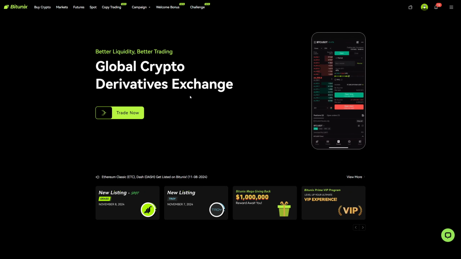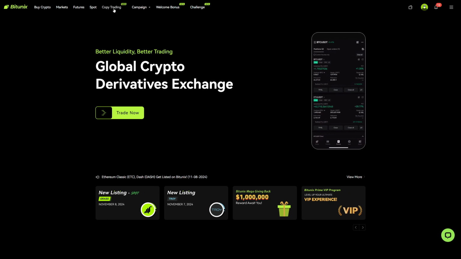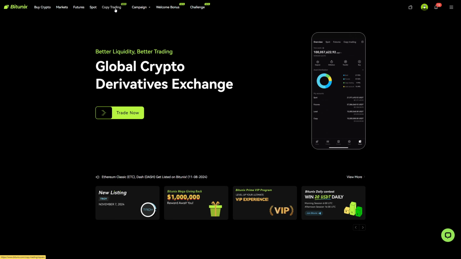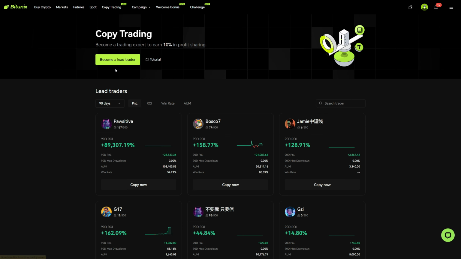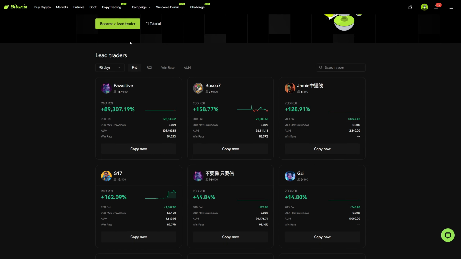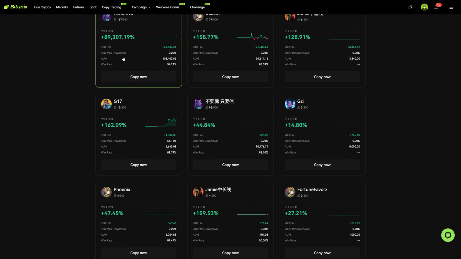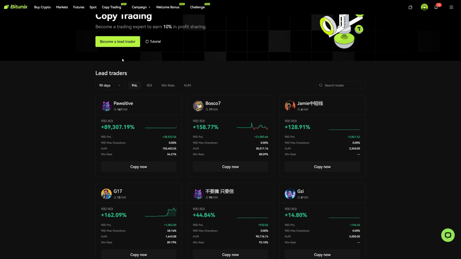When you're on the Bitunix homepage, you can see the copy trading option on the top left side right here. Click on this. And now we are in the Bitunix copy trading dashboard. Here we will see all of the available traders. We can analyze their performance. We can compare them and really see which trader we should copy.